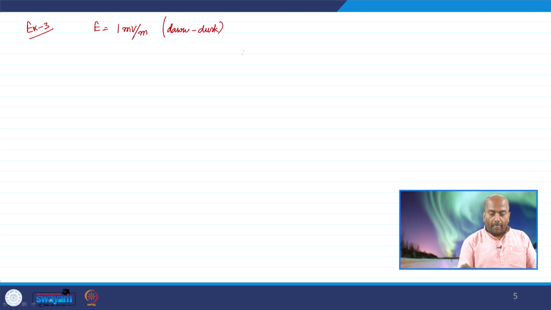And then we have another example, which is just a demonstration of the E cross B drift. Let us consider in the magnetosphere, the electric field is given as 1 millivolt per meter. What is this electric field? This is the dawn to dusk electric field, and the magnetic field is 300 nano Tesla.